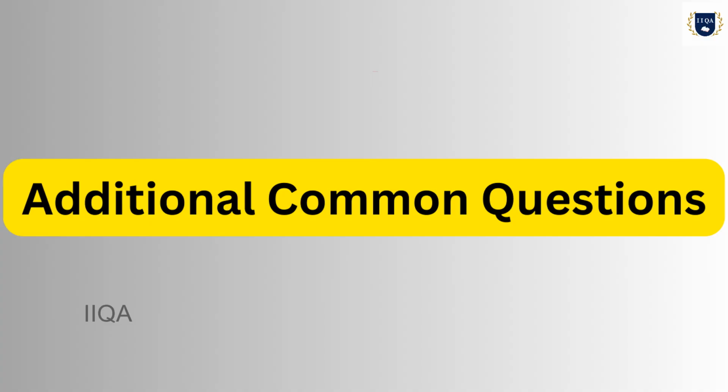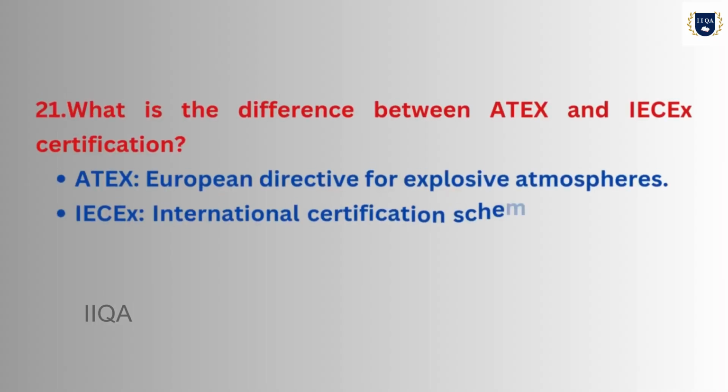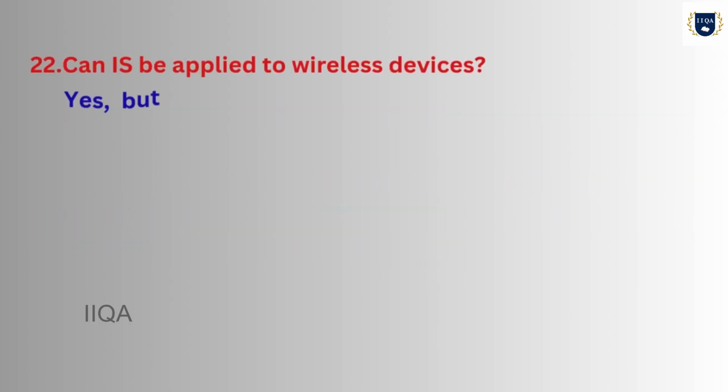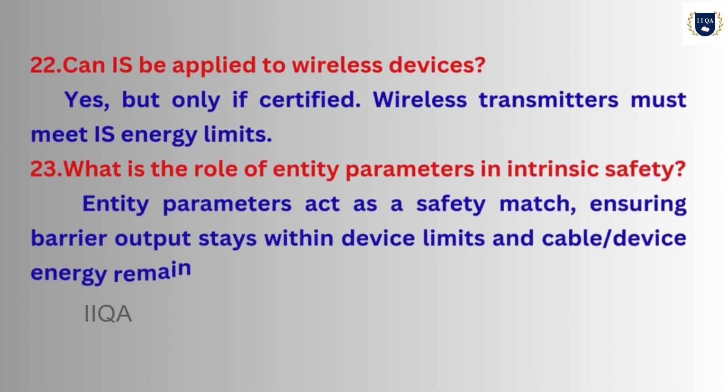Additional common questions. What is the difference between ATEX and IECEx certification? ATEX, European Directive for Explosive Atmospheres. IECEx, International Certification Scheme. Both ensure compliance but differ in jurisdiction. Can intrinsic safety be applied to wireless devices? Yes, but only if certified. Wireless transmitters must meet intrinsic safety energy limits.